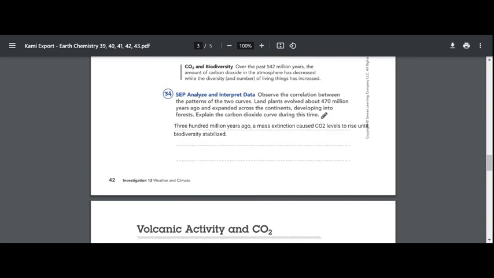So CO2 and biodiversity. Over the past 542 million years, the amount of carbon dioxide in the atmosphere has decreased, while the diversity and number of living things has increased. Okay, so you're going to observe the correlation between the patterns of the two curves. Okay, land plants evolved about 470 million years ago and expanded across the continents, developing into forests. Explain the carbon dioxide curve during this time. So again, 300 million years ago, a mass extinction caused CO2 levels to rise until biodiversity stabilized.